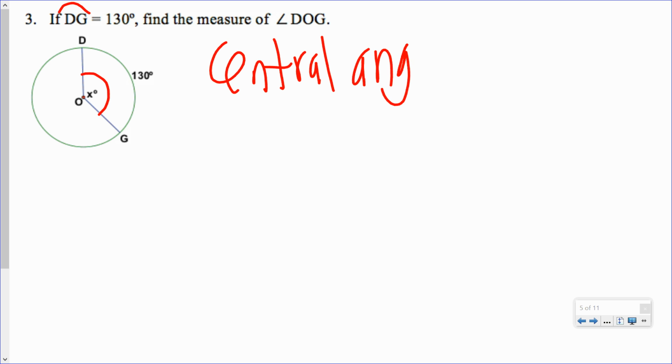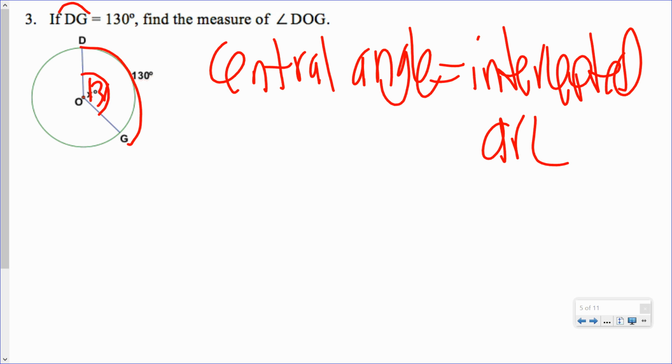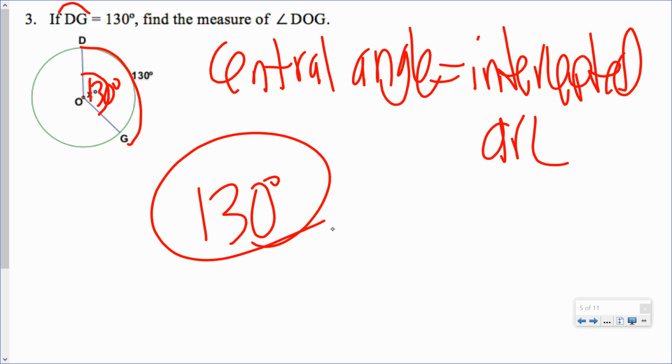And a central angle is equal to the intercepted arc. So, if the intercepted arc is 130, then the central angle is also 130. When the vertex is at the center of the circle, it's equal to the intercepted arc. The math itself is simple. You just need to know the rules. You need to look to see where the vertex is. If the vertex is at the center of the circle, it's equal to the intercepted arc.